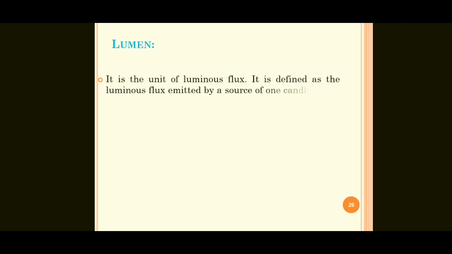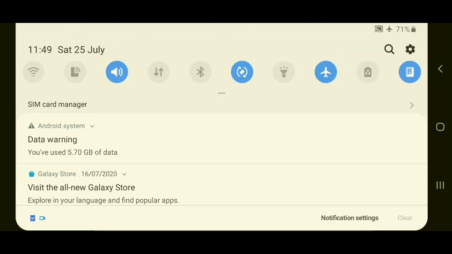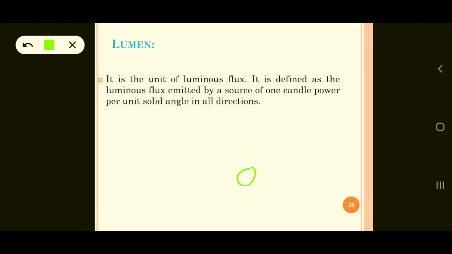Next one, lumen. It is a unit of luminous flux. It is defined as the luminous flux emitted by a source of 1 candle power per unit solid angle in all directions. For example, if we take the bulb, it is the source, and the output is the flux, meaning lumens.